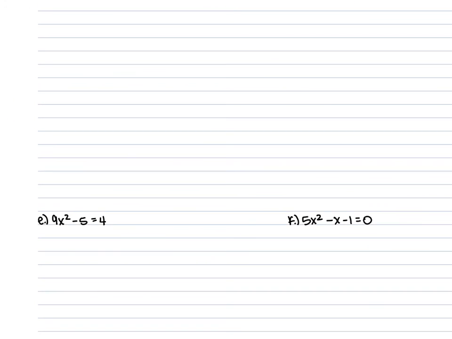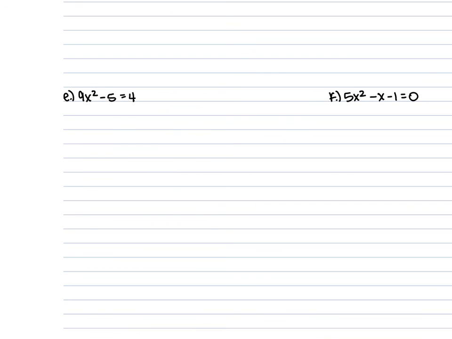For example E, we're given 9x squared minus 5 is equal to 4. For this one, because I have an x squared and a constant that we're working with, I'm going to use the square root method. The reason why is because if I move that 5 over to the other side, I can add it. To do that, I get 9x squared is equal to 9. If I divide each side by the 9, we're going to have x squared is equal to 1. And then from here, I can just take the square root of both sides to get that x is equal to plus or minus 1.